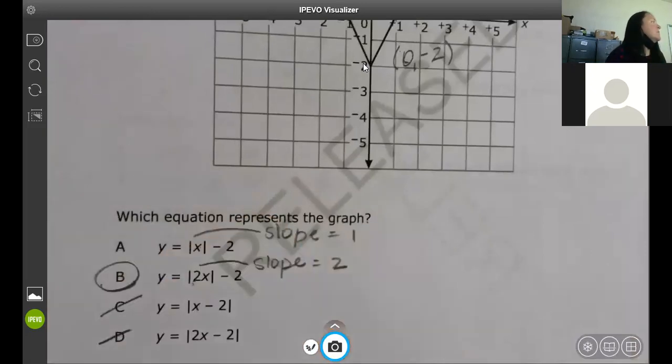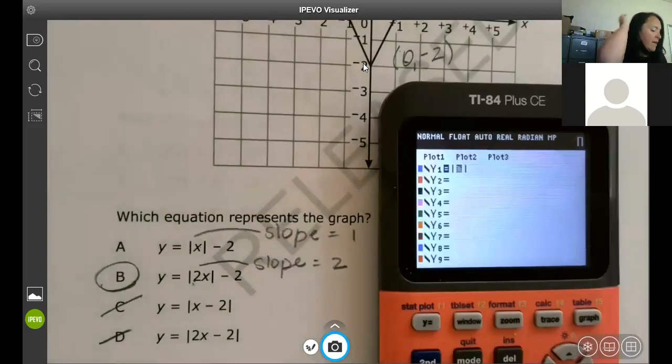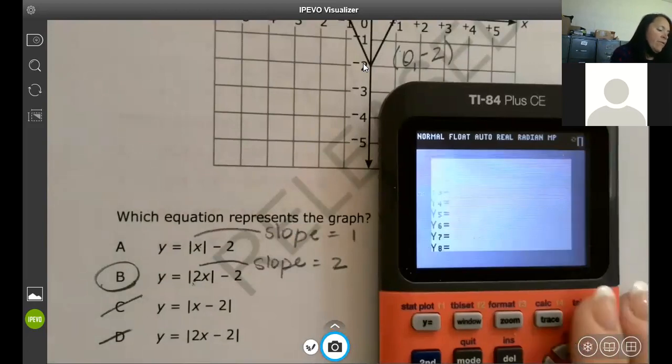All right, here's what I'm talking about. If you're not sure, guys, use this calculator, use Desmos. I don't care, Desmos will do it as well. Math and over to num gives you your absolute value and your y equals. You would have x get out of that -2. And we're going to graph it.